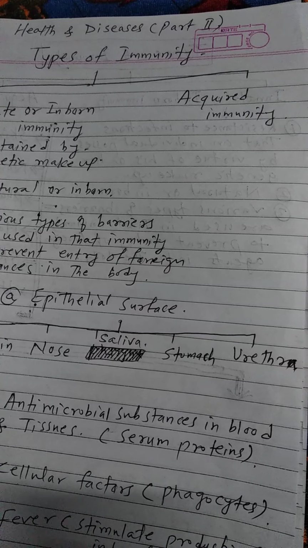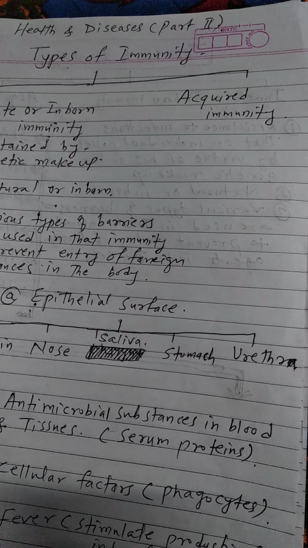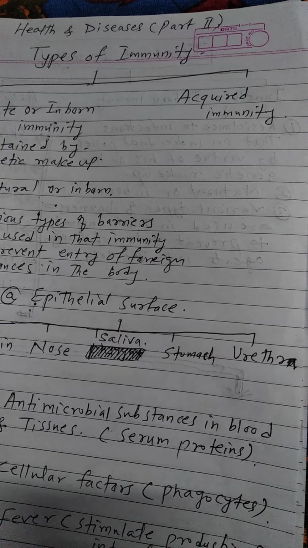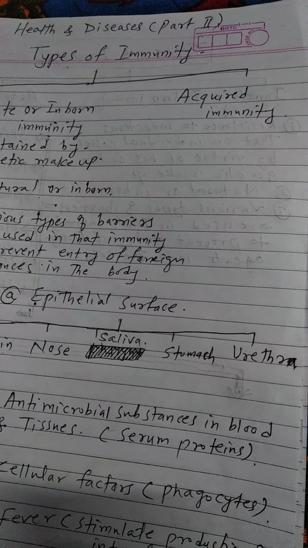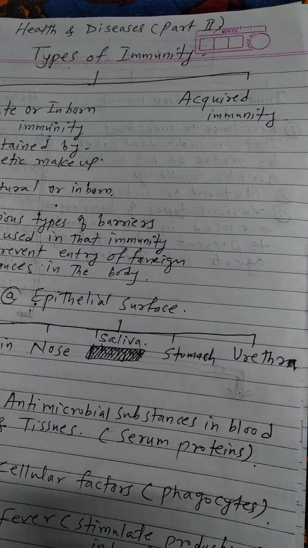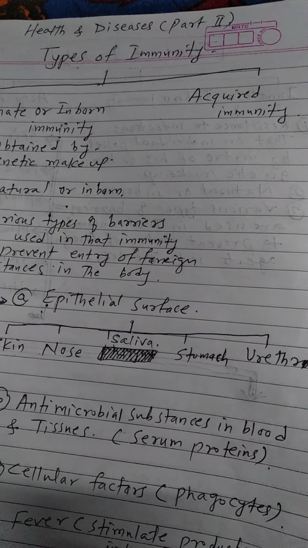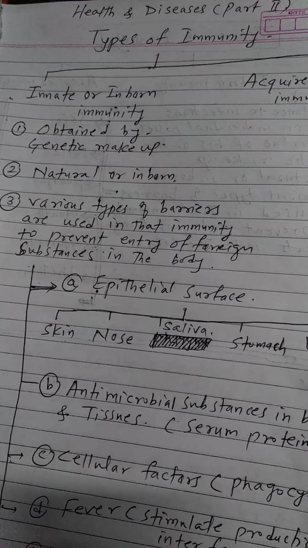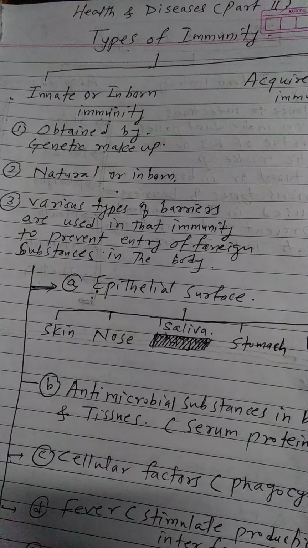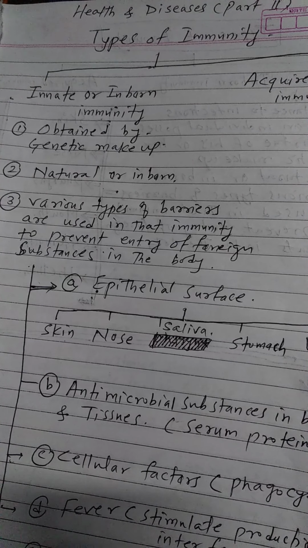Next, urethra. The flushing action of urine in urethra removes any bacteria or pathogen present in urethra. In this way, all these actions prevent the body from the attack of pathogens.